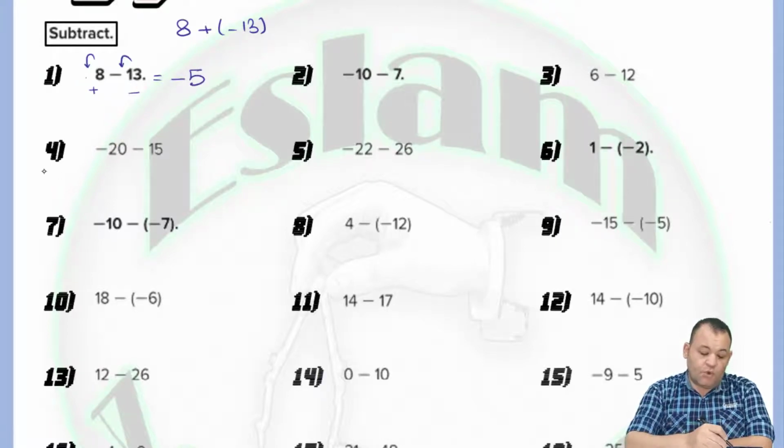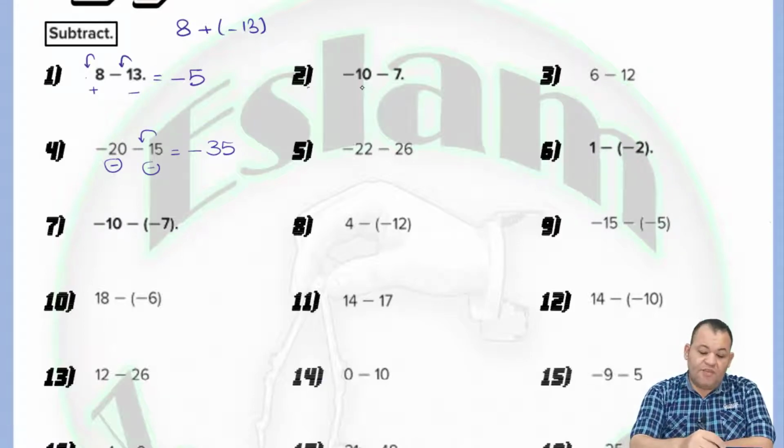In question number 4, we have negative 20 minus 15. 20 is negative. 15 is negative. 20 is greater than 15 and 20 is negative, so the answer will be negative. The two numbers have the same sign, because we said if there is minus before a number, it means this number will be a negative value. So we have here the two numbers with the same sign, so I will add them. 20 plus 15 equals 35. So negative 20 minus 15 equals negative 35.